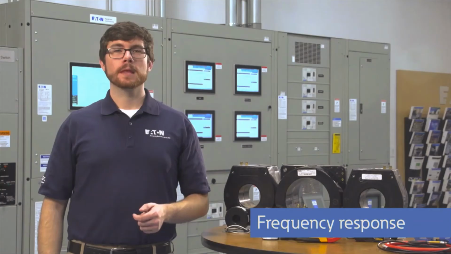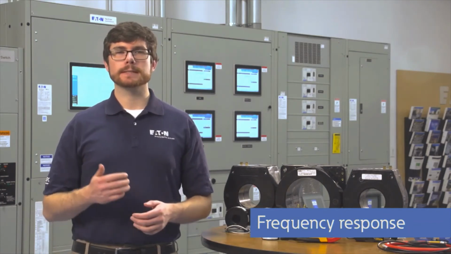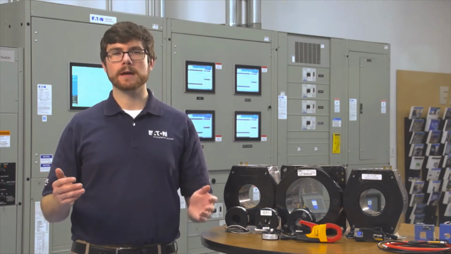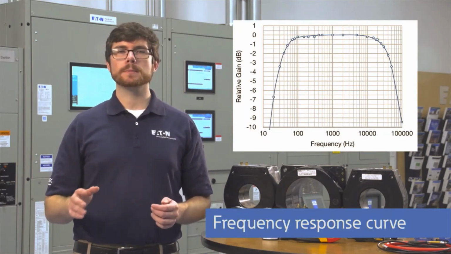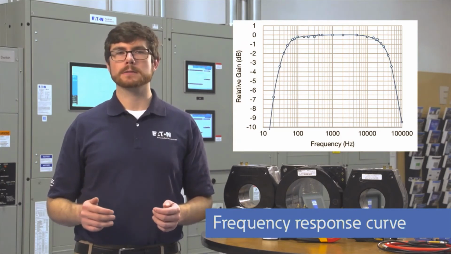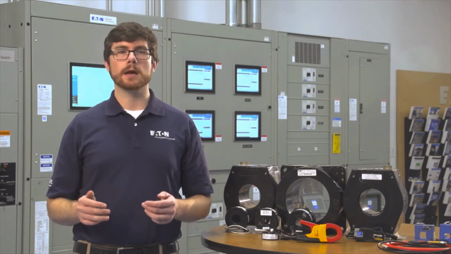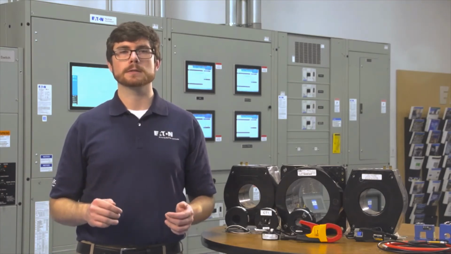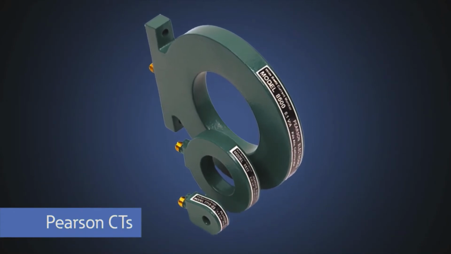For protection CTs, this is especially important because these devices can see 20 to 30 times rated current during faults. In addition to CT saturation, the maximum frequency range that a CT can measure is typically 3 to 5 kilohertz. For most applications, this is okay since the harmonics on the power system are typically within this range. However, for high frequency applications like transients in the hundreds of kilohertz or megahertz range, special highly accurate CTs like these Pearson CTs can be used.